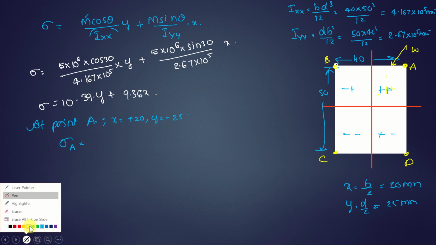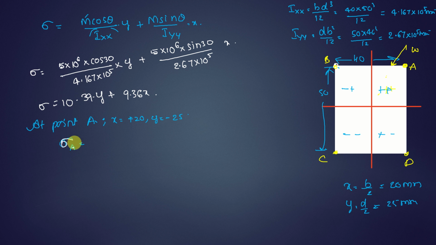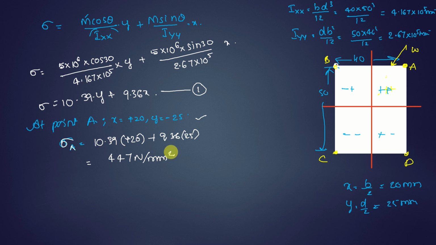So let us substitute them here. What will we get? Let us see. Sigma A, let me take it as equation number 1, and substitute these values in equation 1: 10.39 into, in the place of x I will substitute plus 20, and 9.36 into 25. So the stress at point A will be 447 Newton per mm square approximately. That is positive, that is compressive. Simply you can say that the load is acting like this, it is compressing at this point, so you will face compressive stresses over here.